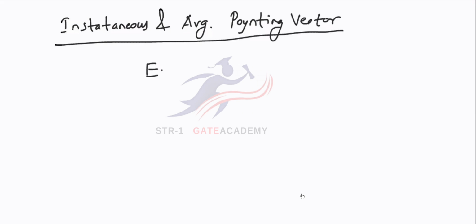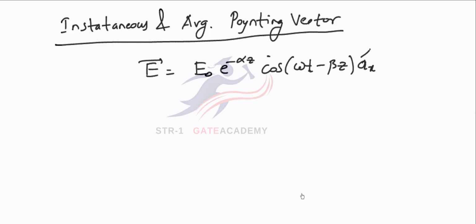So let me consider E vector is equal to some E naught into e power minus alpha z cos of omega t minus beta z into ax vector. So I have considered a very general case, in which I am assuming that there is attenuation. I am not considering a special case. So I am considering a general case in which attenuation is also present.